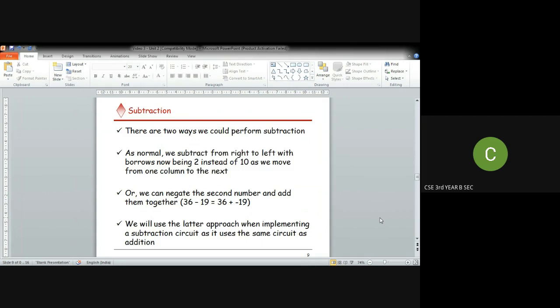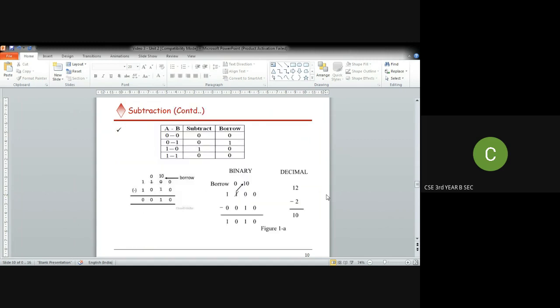And the next one, subtraction. This is the same way we are going to do the operation. How we do the subtraction: as normal, we subtract from right to left with the borrow now being 2 instead of 10 as we move from one column to the next. Which means this is the truth table for subtraction.